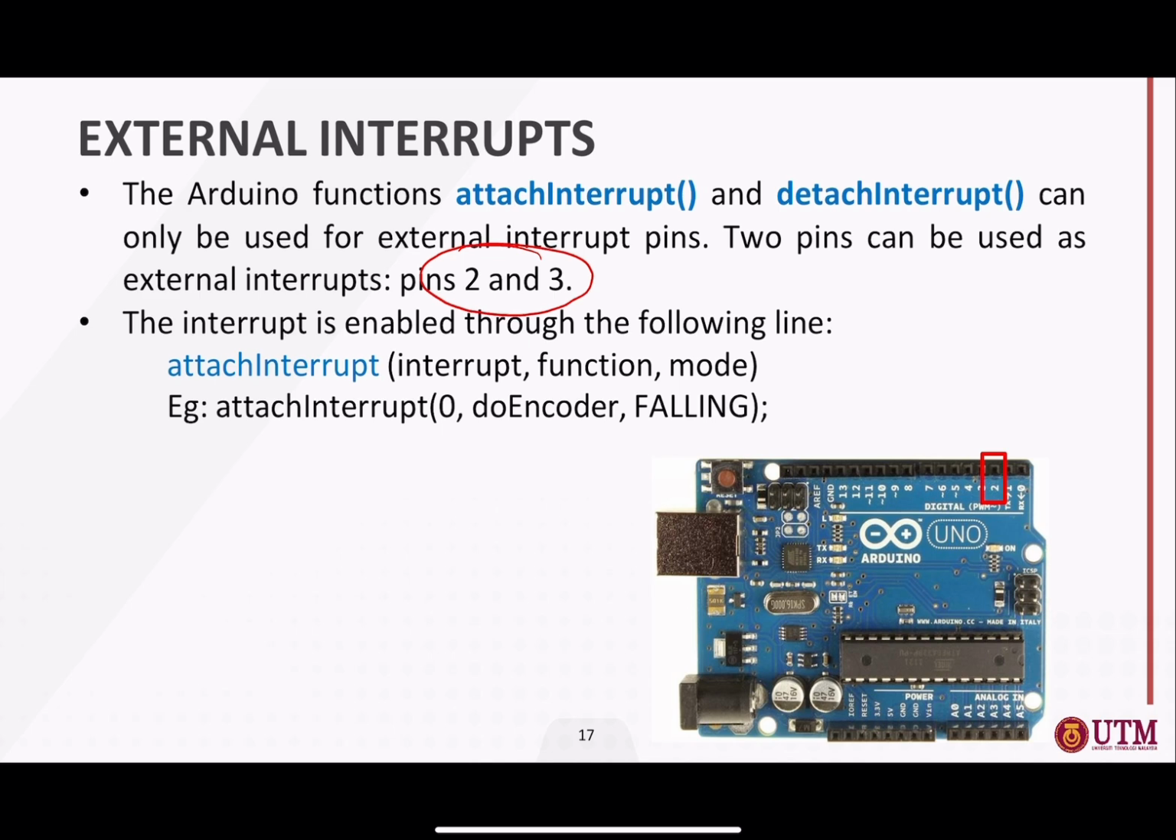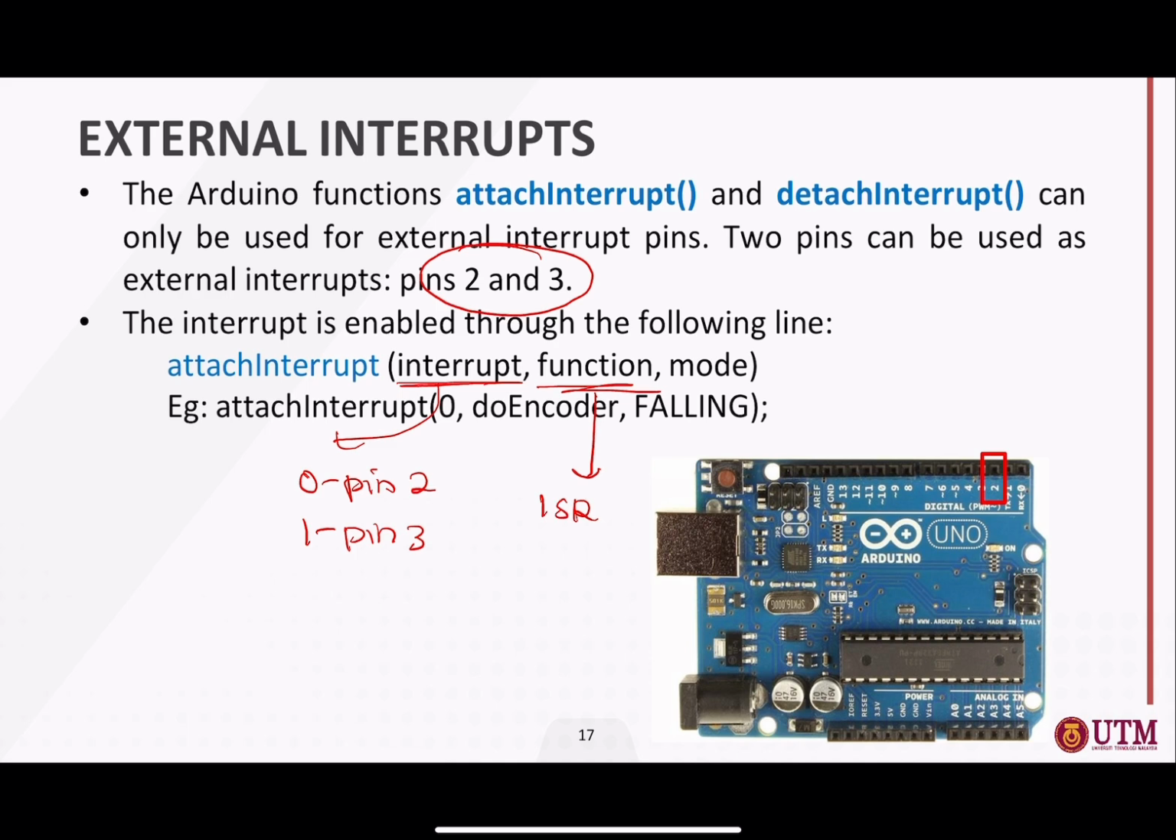The interrupt is enabled through the following line: attach interrupt, with interrupt, function, and mode. For interrupt 0, it is pin 2; if you put 1, it is pin 3. The function is your ISR, the interrupt service routine. You can rename your ISR as you wish.